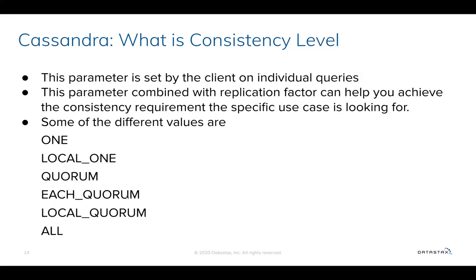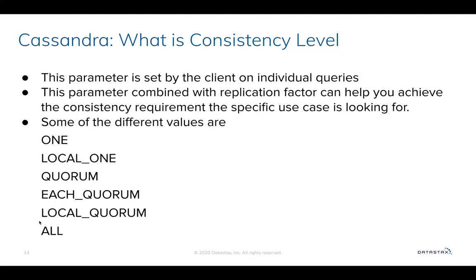So each quorum means that, in the previous example with quorum, it says to write to the majority, which is 4 out of 6. The difference between each quorum and quorum is that each quorum says that within each data center that you know of, which is East and West, make sure you write to the majority. The previous one is just write to the majority replica set, which is 4 out of 6, so it can be 3 in East and 1 in West. But each quorum says that in East, make sure you write to 2 out of 3, and then in West, make sure you write to 2 out of 3. The total is still 4, but it ensures that each data center that you have gets the majority.